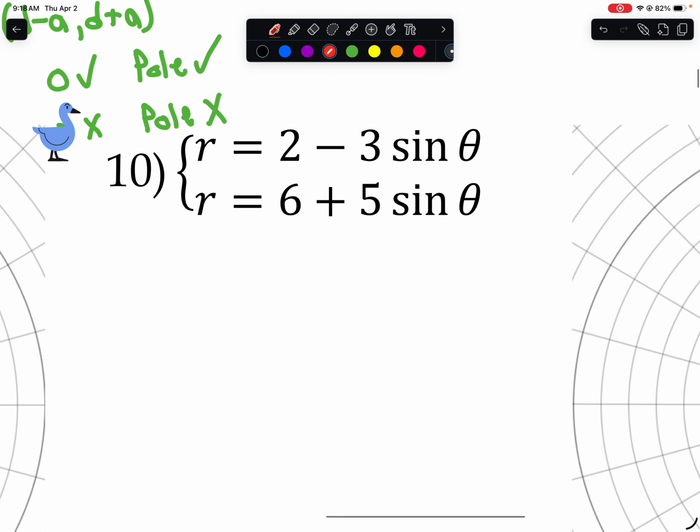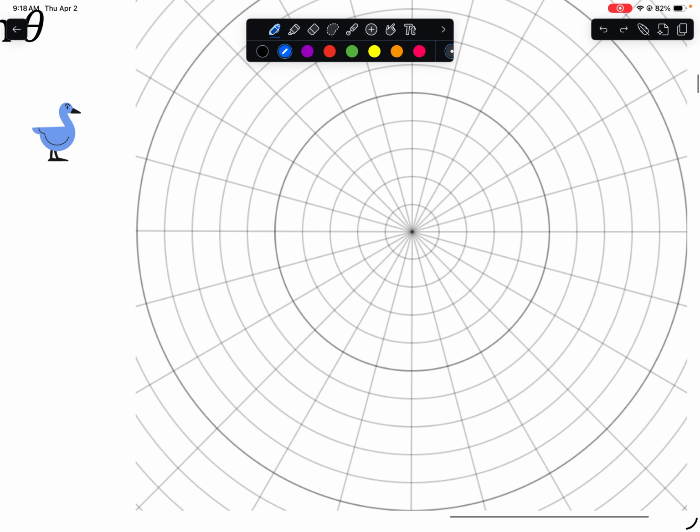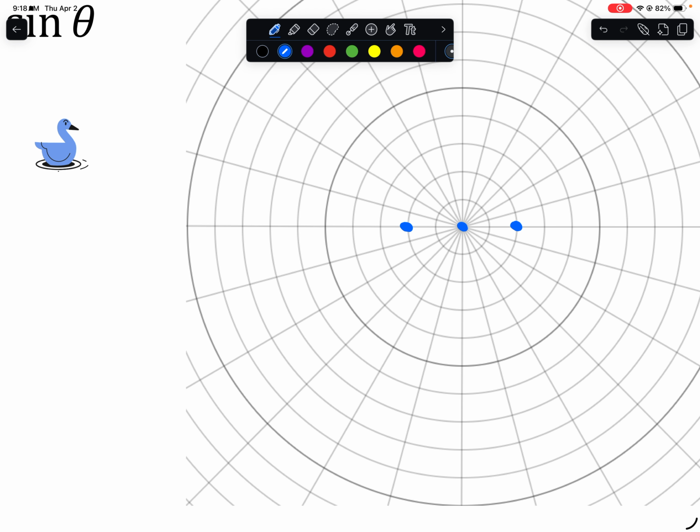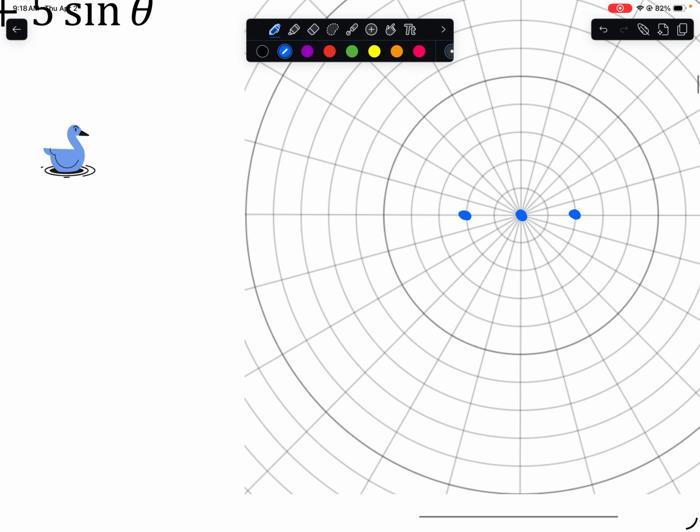Okay, so looking here, for this first equation up here, we've got 2 minus 3 sine theta. So this is going to be a ratio of 2 over 3, which means it's going to be a Limaçon with the inner loop. We have a negative sine equation, which means it's going to open down. And then I'm going to have x-intercepts at 2 and negative 2. It's a Limaçon with the inner loop, so it is going to pass through the pole. I'll show that algebraically here in a second.